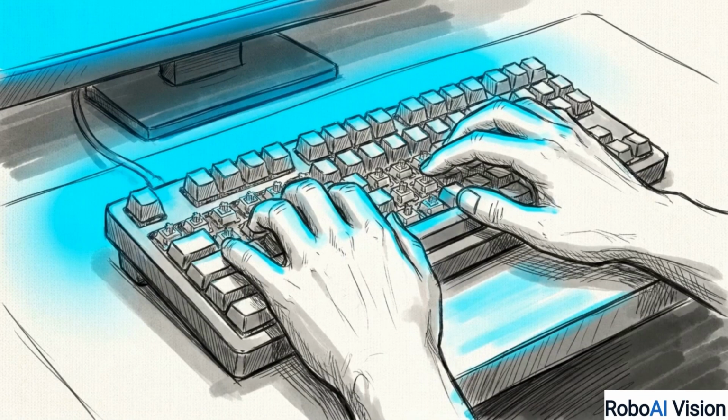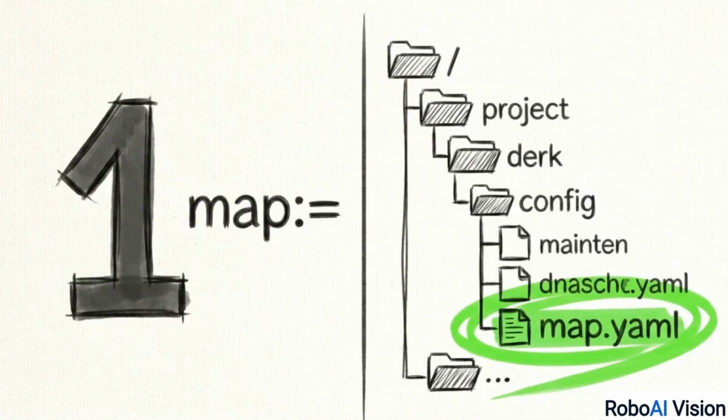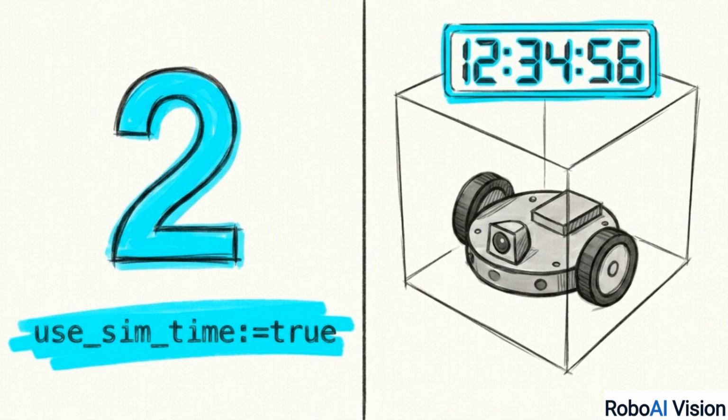Transitioning this theory into a running system requires launching the localization node through the terminal. This command initiates the localization sequence while keeping the rest of the Nav2 stack inactive. The first argument dictates the map. You must provide the full directory path to your pre-generated YAML file, or the filter will fail to initialize. The second argument sets use_sim_time to true. Because the Turtlebot 3 runs in Gazebo, AMCL must sync with the simulation's clock, not the computer's system time.